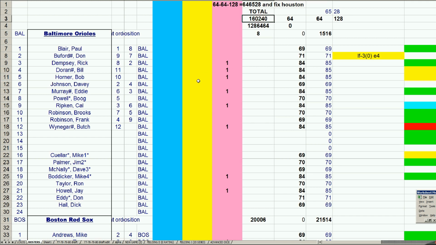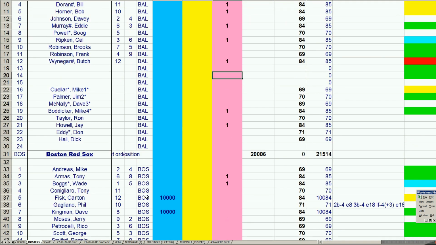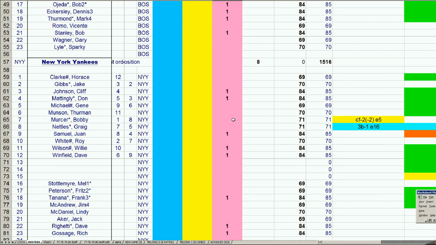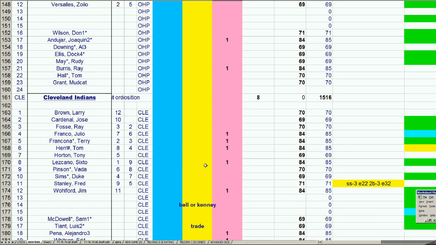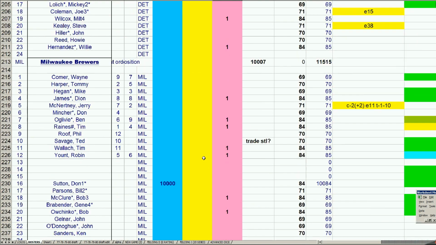And if you look up top here, instead of 1286464, my reality is 16 guys are being kept and 240 players are leaving. 16 keepers is this number, no waivers, and this 240, these are all these retirements, starting at the top with Baltimore. Boston's lucky, they have 2 keepers and 6 retirements. 8 for the Yankees. Toronto's keeping a guy. Burlington, all 8. Ohio, all 8. Cleveland, all 8. Detroit, all 8. Entire division, nobody's coming back.